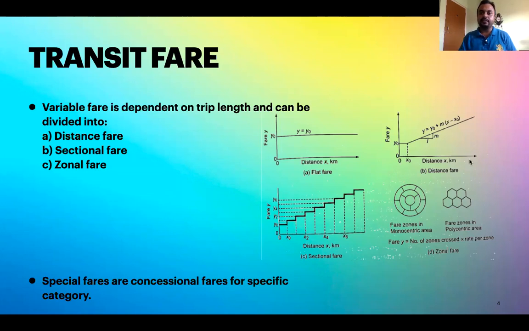And the distance fare is a gradual increase. From 0 to 5 kilometer, suppose there is a fixed fare. From 5 kilometer, it is a gradual increase, y equal to mx plus c. And there are other fares like zonal fares. It can be easily understood by seeing this diagram. This is a fare zone in a monocentric area. This is a fare zone in a polycentric area. As you move away from your radius, the fare will be increasing.